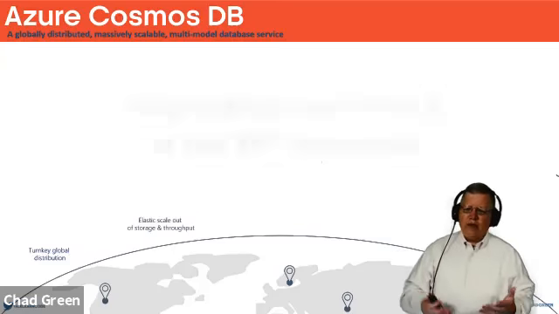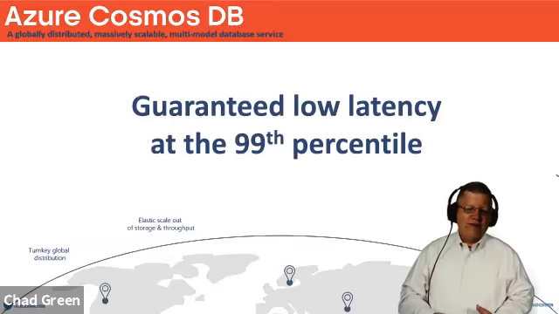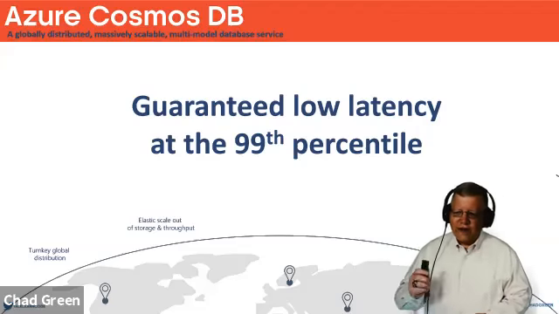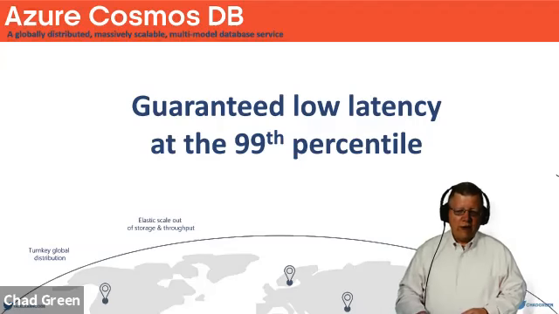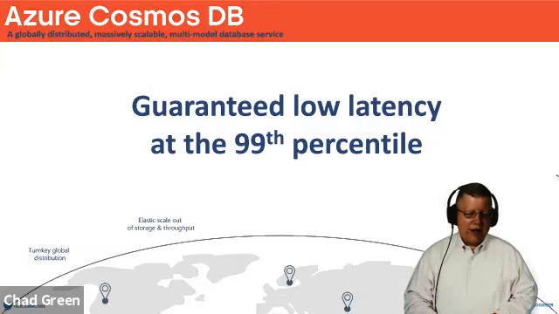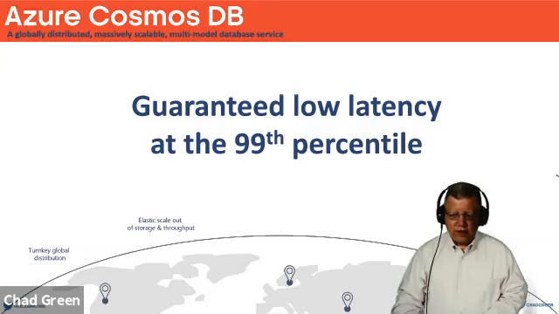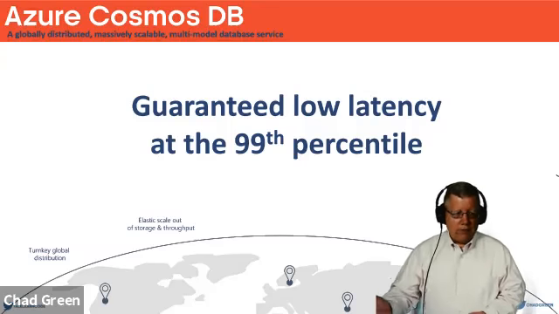Next is the fact that we have guaranteed low latency at the 99th percentile. And what do I mean by low latency? You're actually guaranteed for both reads and writes 10 milliseconds at that 99th percentile, which means basically you're going to get 10 milliseconds or less. Actually, it is less than 10 milliseconds is the guarantee. And that is super fast.